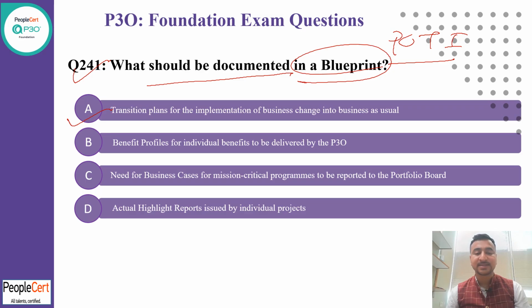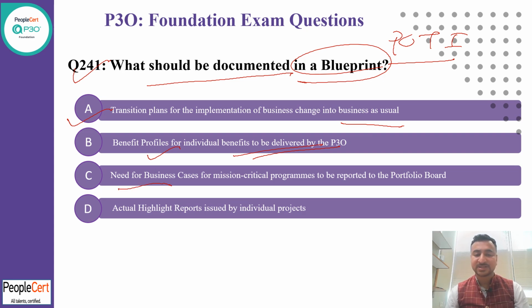Option A says, transit plan for implementation of blueprint change into business as usual. That is not part of your blueprint. That is what you do in the implementation or O&M stage. Benefit profiles of individual benefits to be delivered by the P3O, that's again not a case of your blueprint.